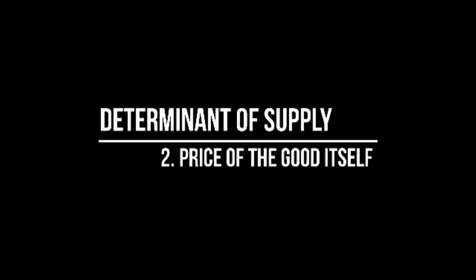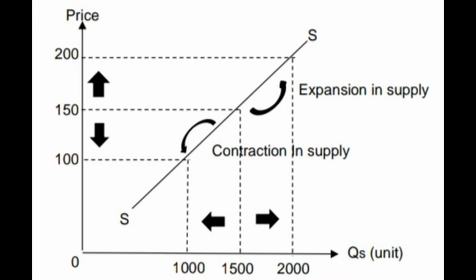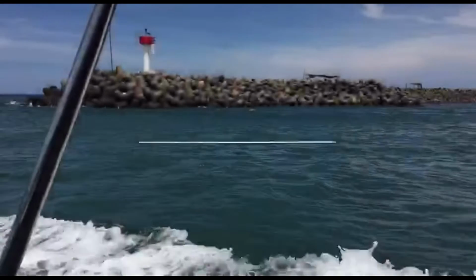Next, the price of the good itself. As shown in the graph, the change in quantity supplied is shown by a movement along the same supply curve. If the price of our sport shoes increases from 100 to 200 ringgit, the quantity supplied also increases from 1,000 to 2,000 units.